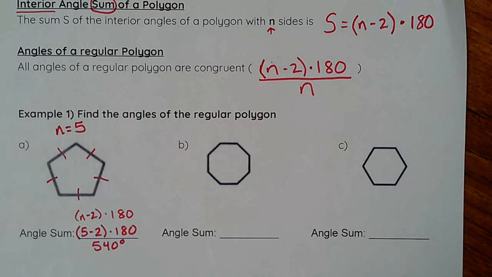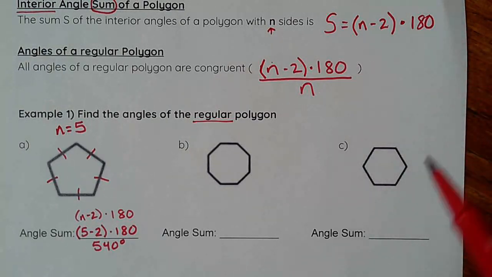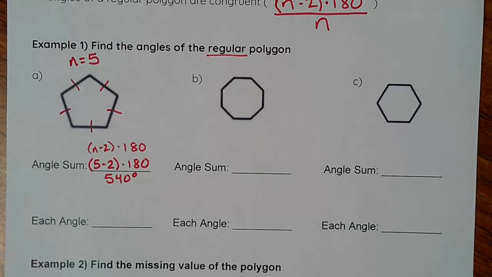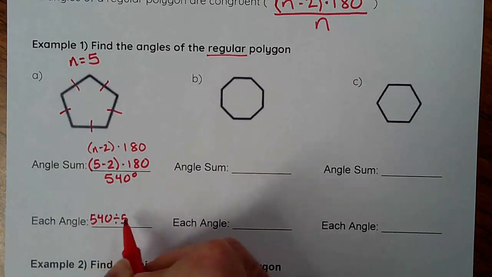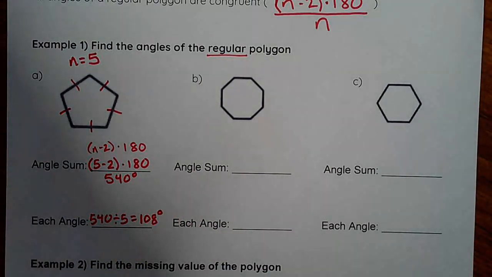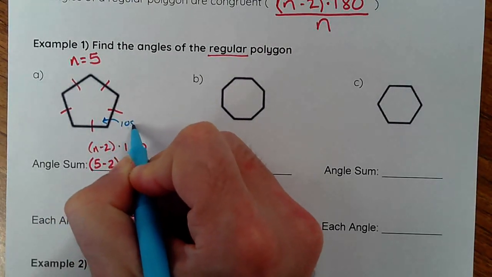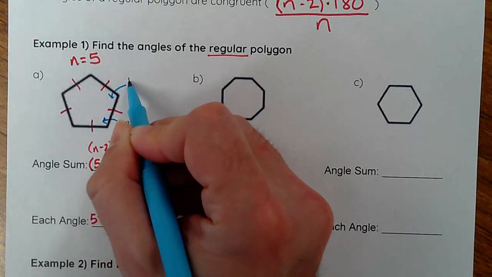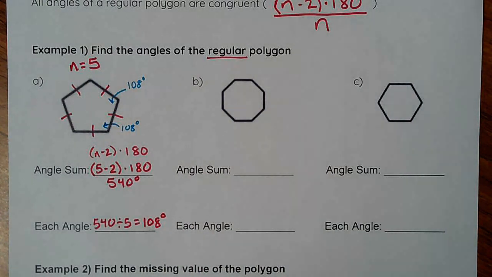Now, if it's a regular polygon, those are all the same. So we said take that value and divide it by what n was. So 5 angles, 540 divided by 5 is equal to 108. So we're stating that all of these angles in here would be 108 degrees. Because it's regular, and that's the only reason we can do that, because it's a regular polygon. They told us it's a regular polygon.